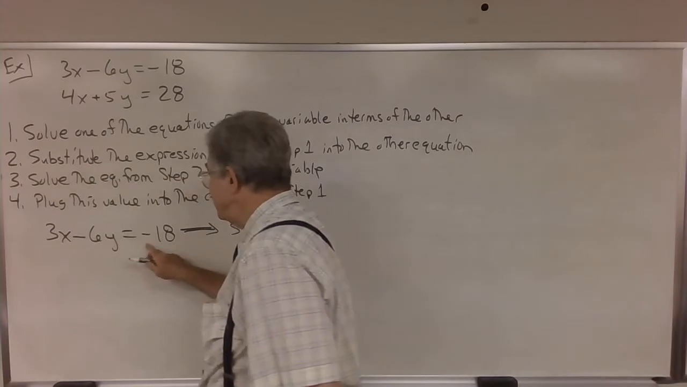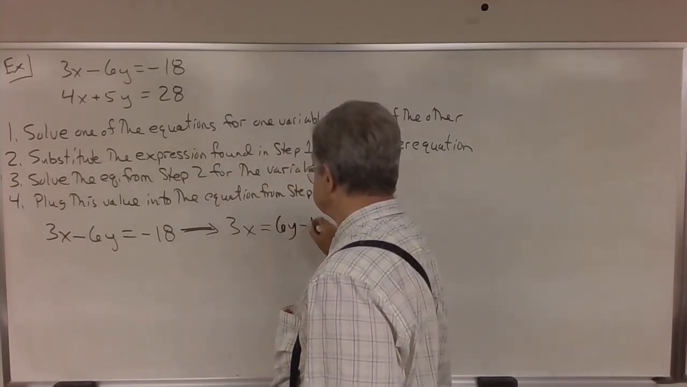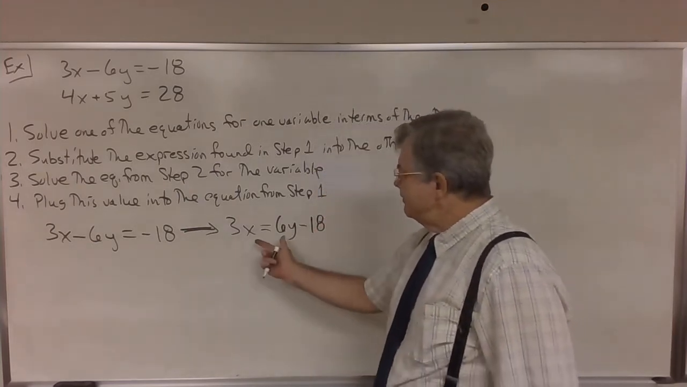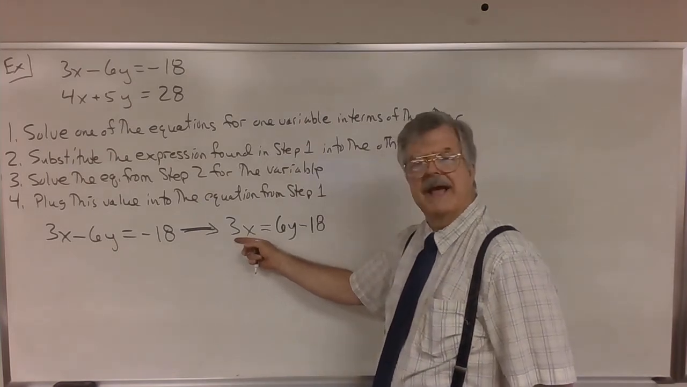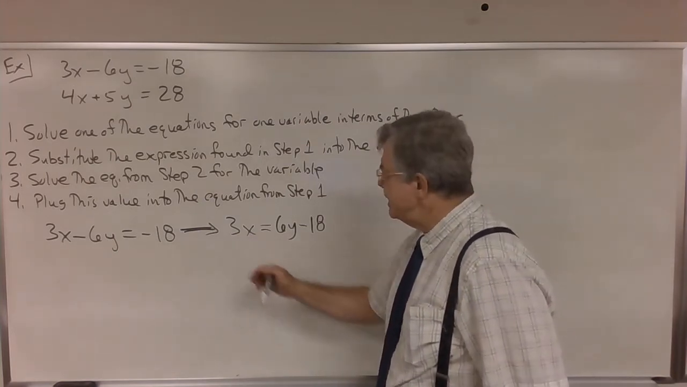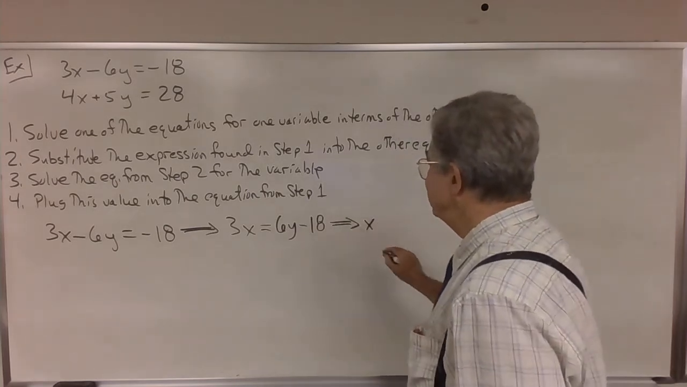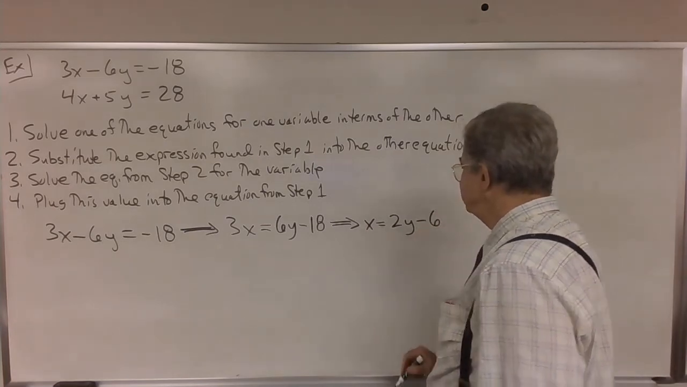So add 6y to both sides. And I still haven't solved for x yet. I have 3x over here. I just want x. So I'm going to divide both sides by 3. So I have x equals 2y minus 6.